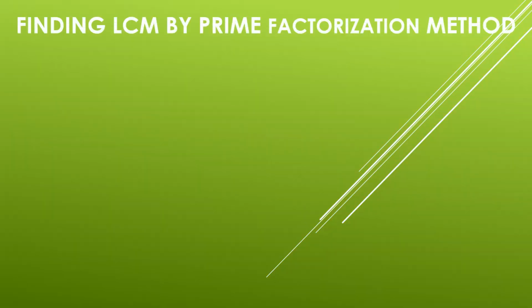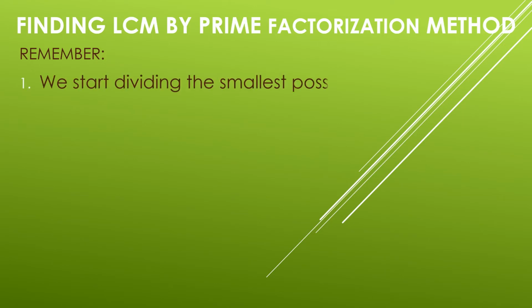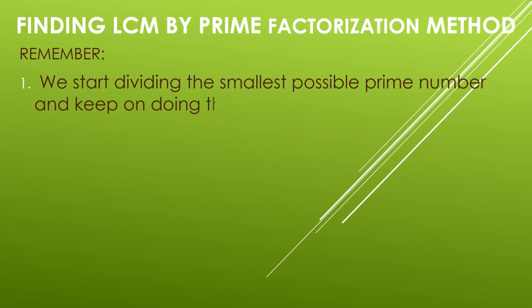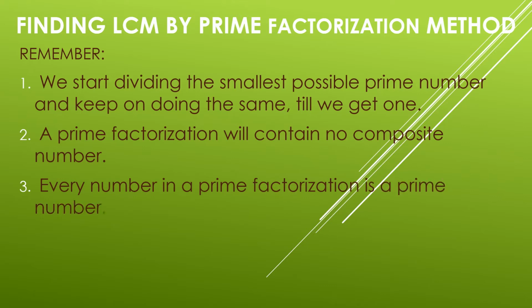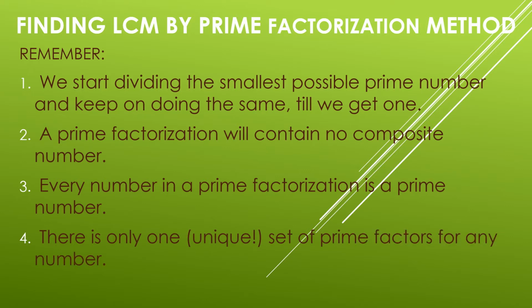Our next topic is finding LCM by prime factorization method. In this method, you have to remember some important points. Number 1, we start by dividing by the smallest possible prime number and keep on doing the same till we get 1. Number 2, a prime factorization will contain no composite number. Number 3, every number in a prime factorization is a prime number. Number 4, there is only one set of prime factors for any number.